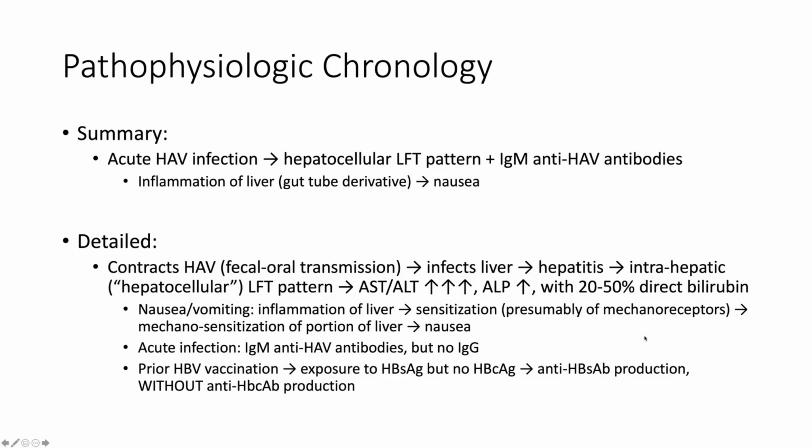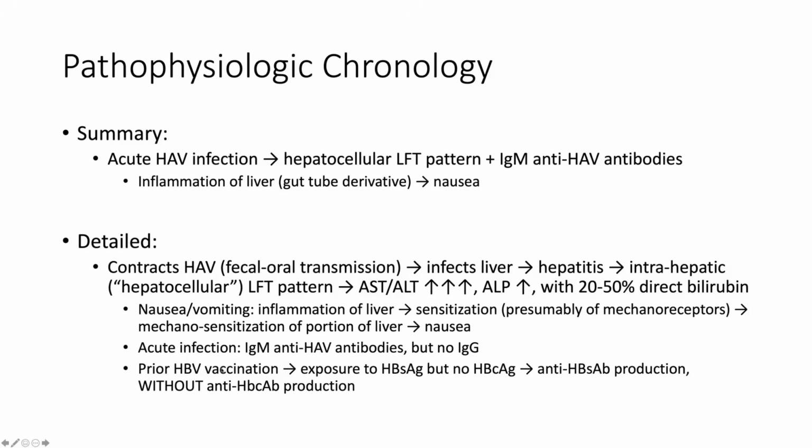So you're sensitizing the mechanoreceptors. And so now the mechanoreceptors are more likely to cause release of, for less distension, you'll have more release of serotonin. So that is why you will have nausea. The acute infection, as we talked about, is why you have IgM.